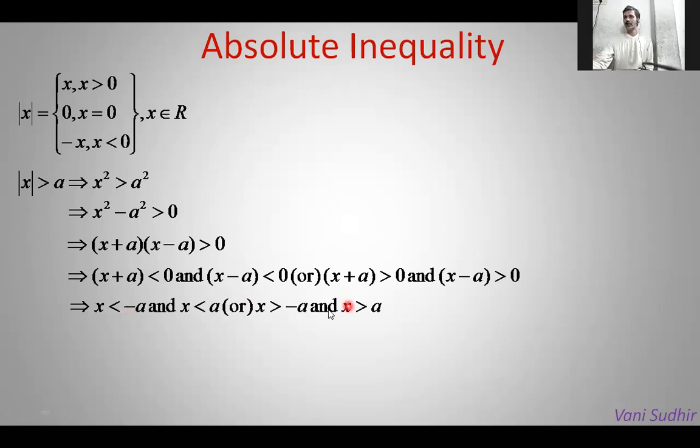Similarly, in these two conditions, what is the common region? x greater than a is the common region. If any number is greater than a, then it will be greater than minus a also. Now, instead of writing all four conditions, we can write like this: x less than minus a or x greater than a. This is the solution.